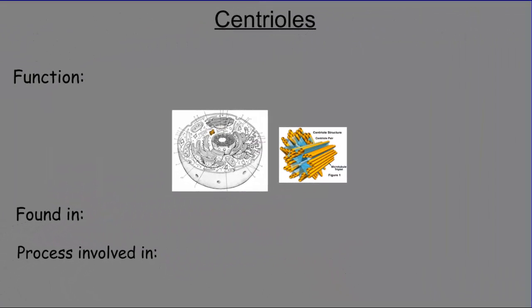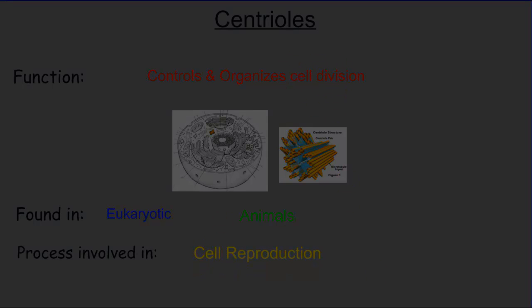The centrioles are pictured in this cell. They're kind of small, and you can see it's colored in here as gold. If you get closer, you can see that there's these little stalks of microtubules that are put together, organized almost in a star-shaped fashion. Its function is going to be control and organize cell division. They're found in eukaryotic cells and only in animal cells. The process it's involved in, obviously, then will be cell reproduction, which is another word for cell division.